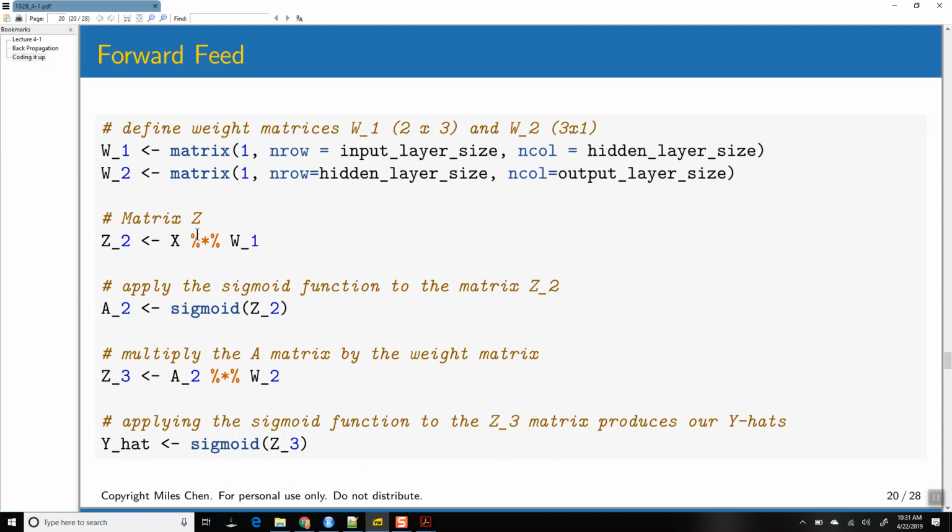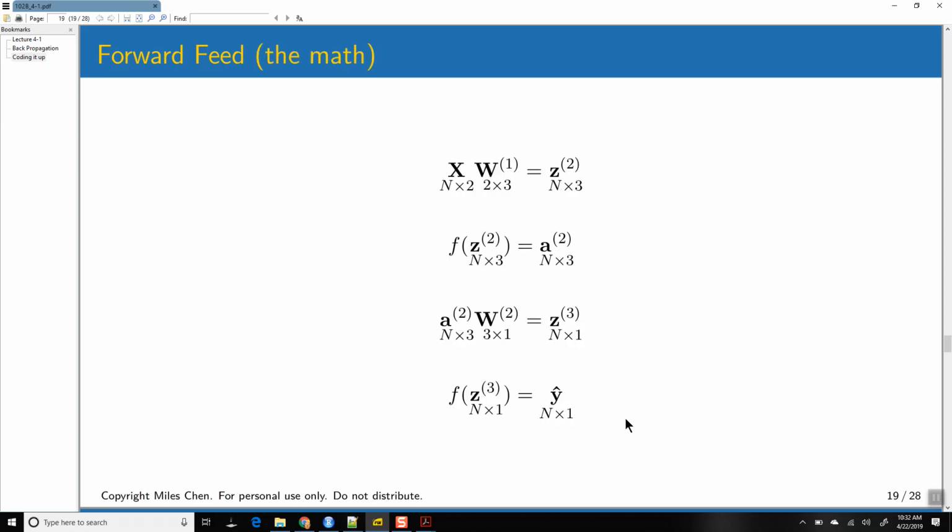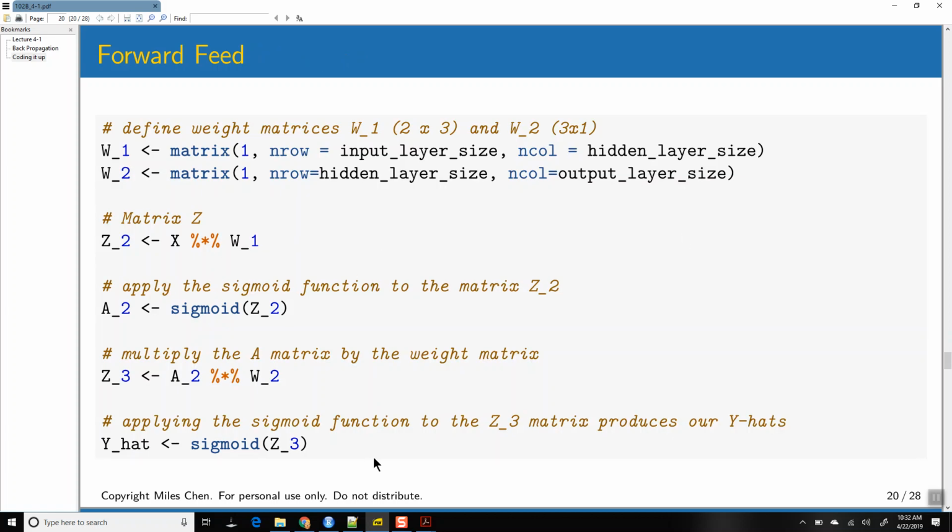All right? And these are all matrix multiplications, so I have to use the percent star percent operator. Okay? So that's forward feed. All we did was turn this directly into code. This is not too crazy.